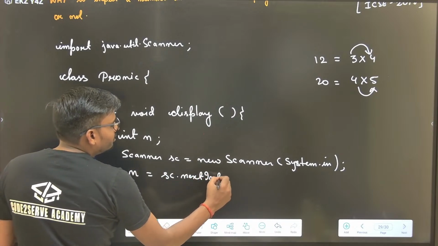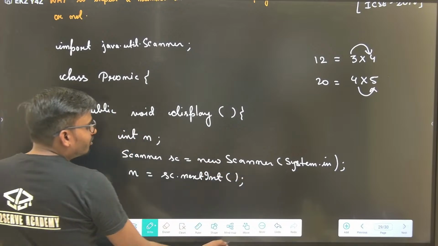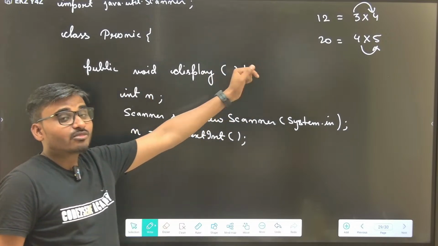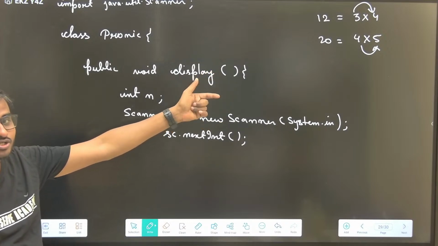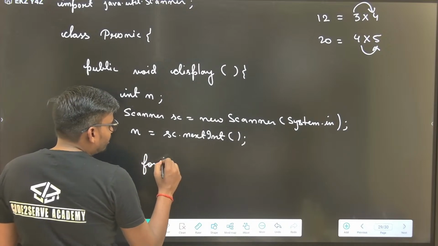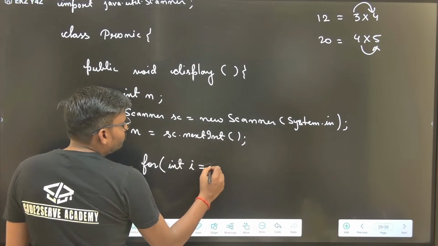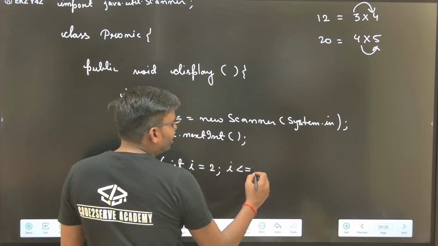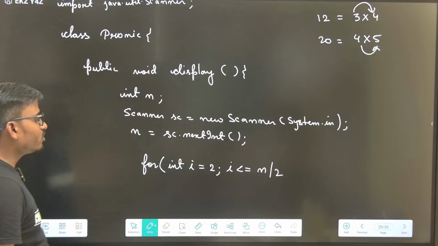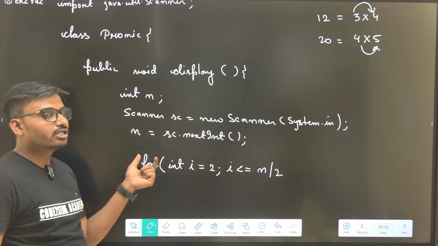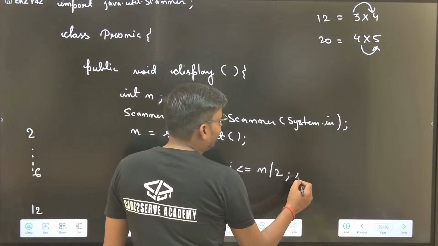All right, now to check whether the given number is formed from two consecutive numbers, that is, a product of two consecutive numbers, we'll run a loop: for int i equals 2, i less than or equal to n divided by 2, i plus plus. That means we will start checking from 2, and suppose the number is 12, then we will go till 6. So we'll go till half of that number.